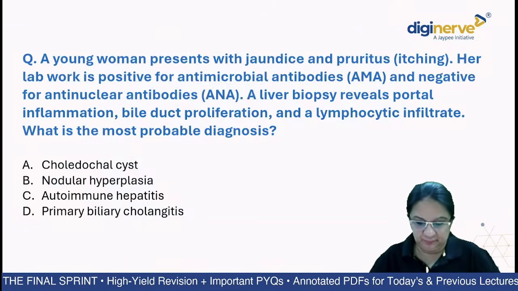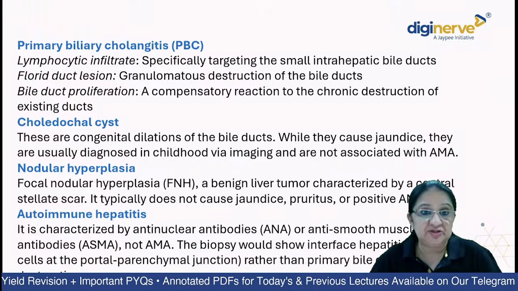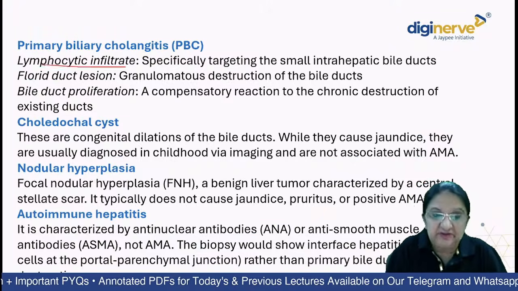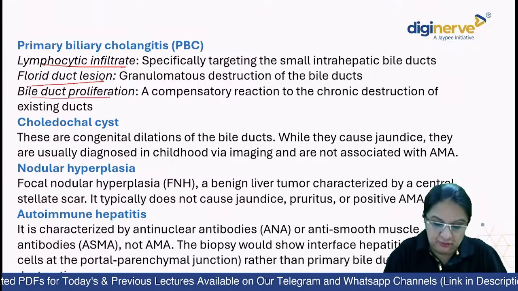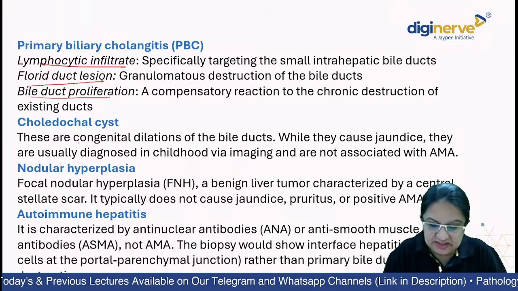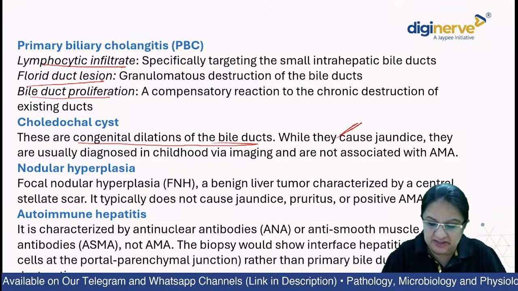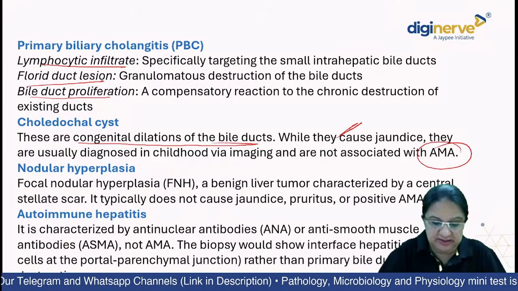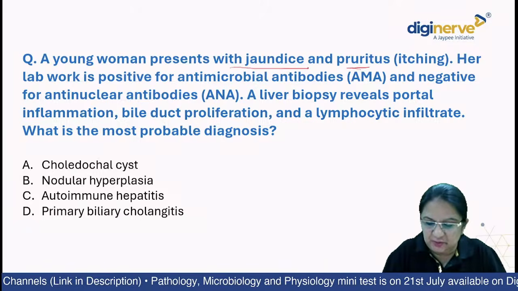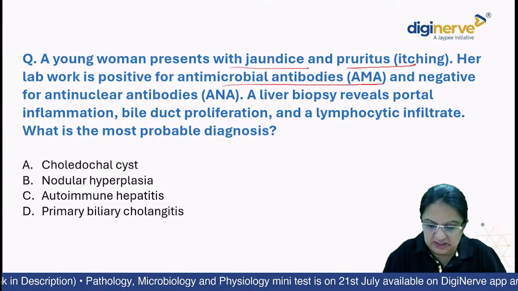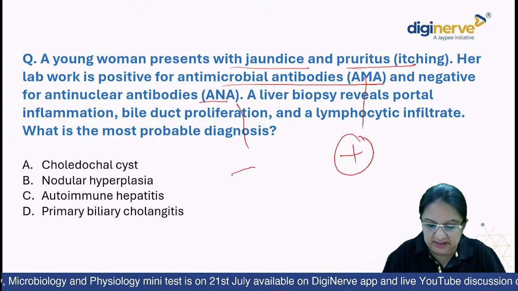Okay, coming to primary biliary cholangitis. You see lymphocytic infiltrate, florid duct lesion, bile duct proliferation. Choledochal cysts are basically congenital dilatations of the bile ducts. They cause jaundice, but are not AMA associated. Talking about this question, where the patient presents with jaundice, pruritus, AMA positive.